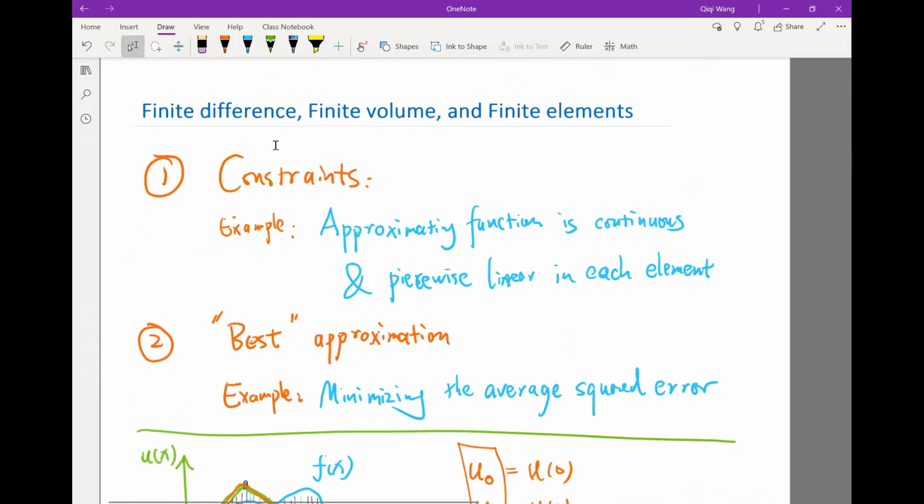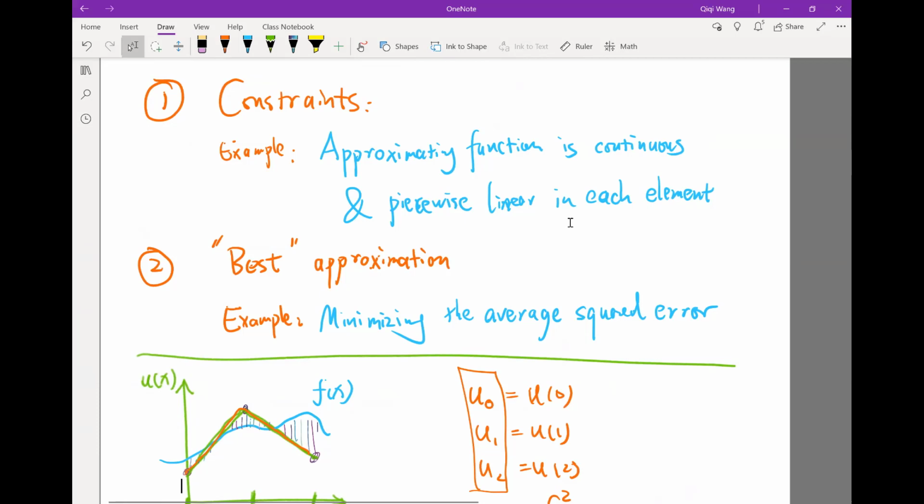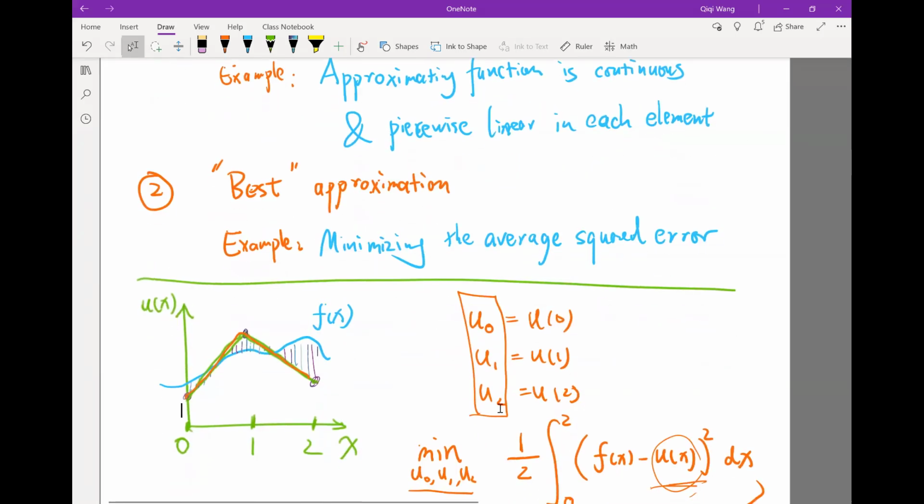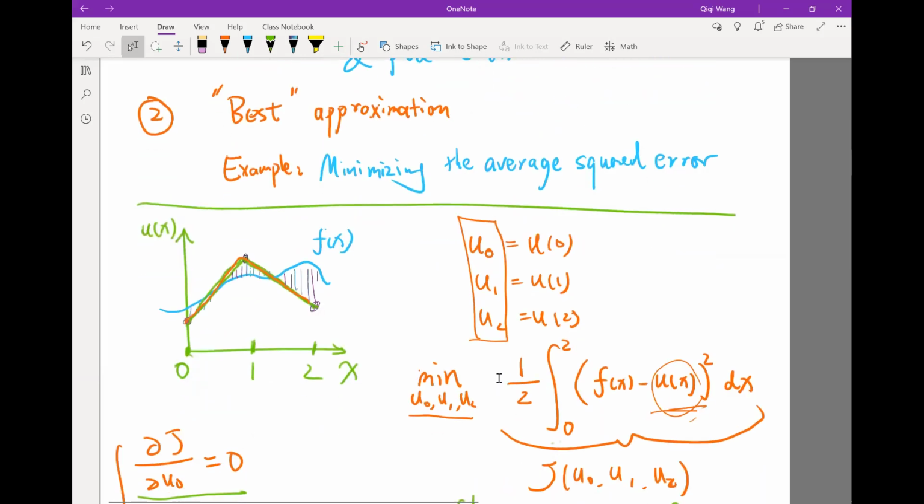Okay, again, you set a bunch of constraints, and the constraints make sure that you can uniquely prescribe what the approximating function is using a finite number of parameters. For example, in this case, u0, u1, u2. These numbers uniquely determine what the approximating function is. And then you are asking not just for any approximation, but a best approximation in some sense.